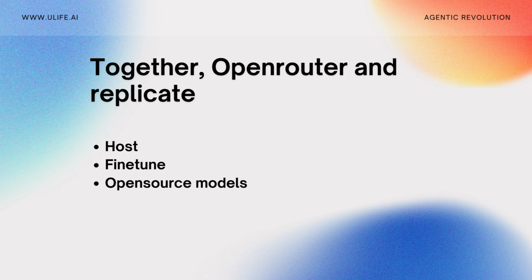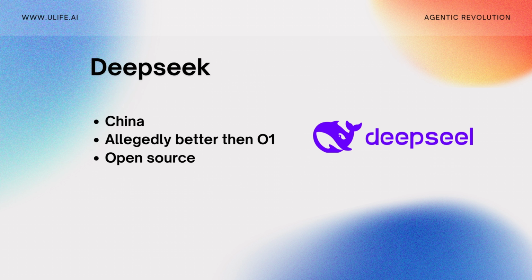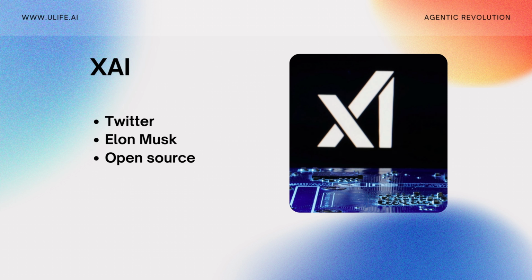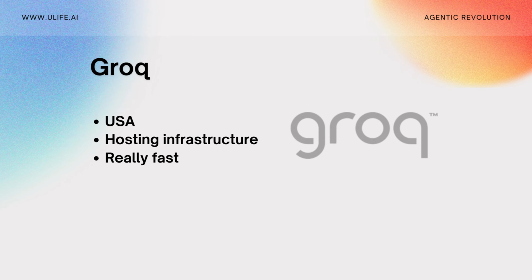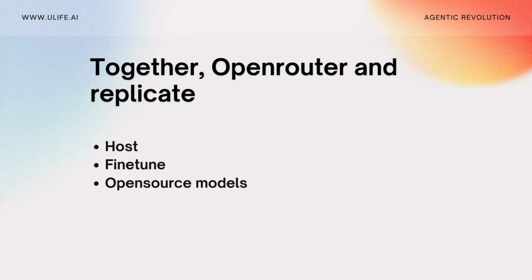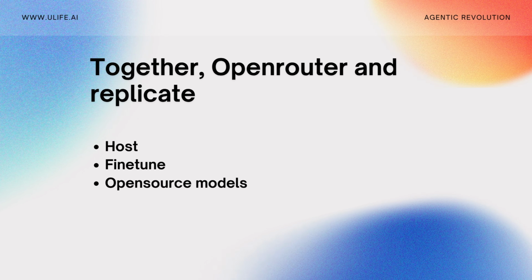So here we have Together, Openrouter, and Replicate. These are actually hosting platforms. So when you have Deepseek, XAI, and other Llama, Mistral, and all these open source models, you can host them on Groq, or Together, or Openrouter, or Replicate. They make it extremely easy to choose and host a model. You just click through 3-5 clicks, and you have a model hosted on a shared environment, and you have access through an API.